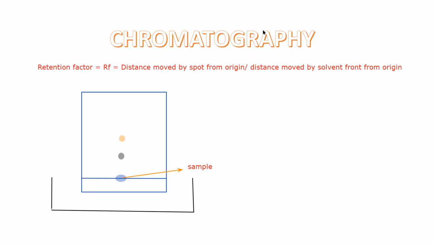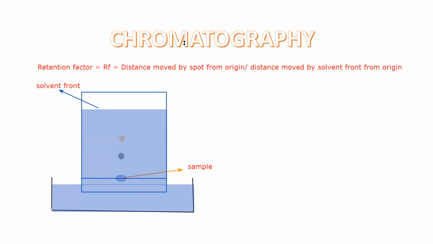And how do we calculate this? For example, if this is the solvent, originally the solvent level should be below the origin. When we start the experiment, the solvent level should be below the origin, otherwise the sample will dissolve directly in the solvent. So when the paper soaks up the solvent, the solvent will rise. As the solvent rises, the sample also rises with the solvent, and at a certain point it will stop. The last point where the solvent rises is known as the solvent front.